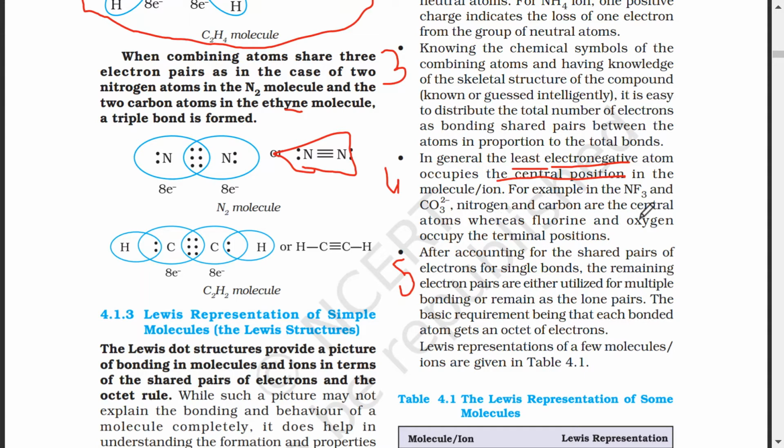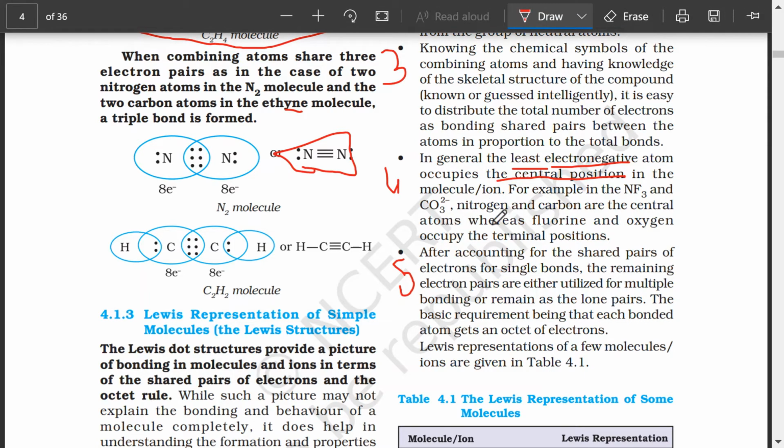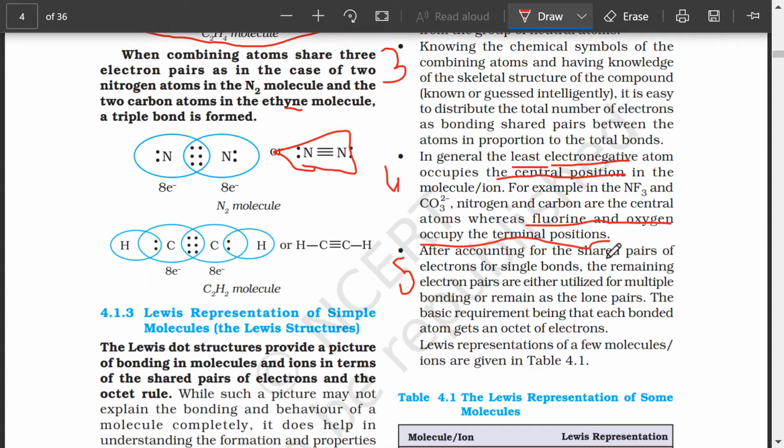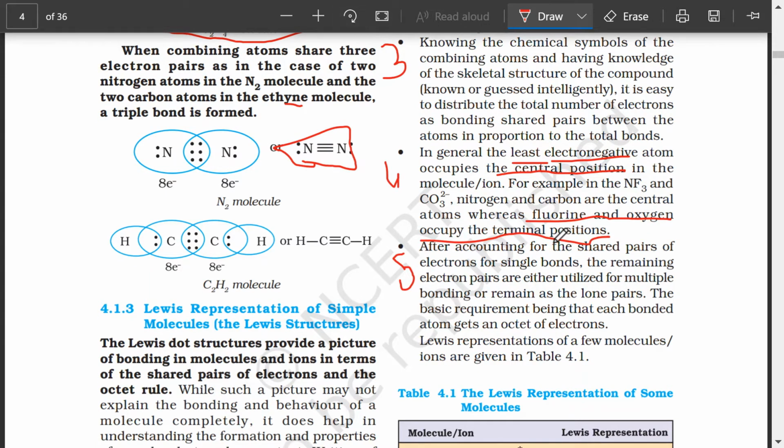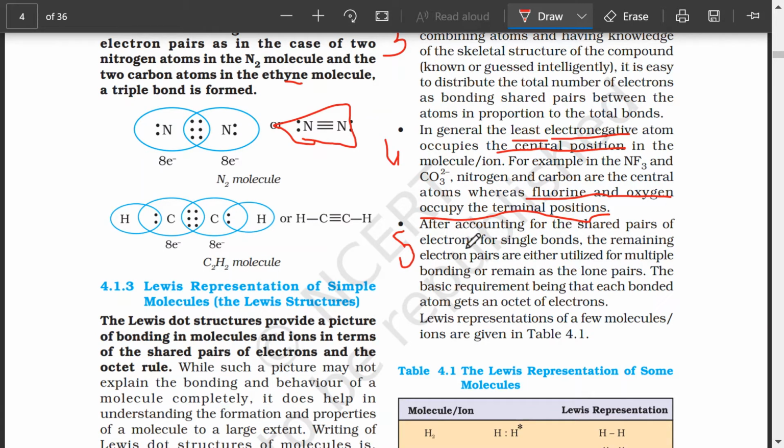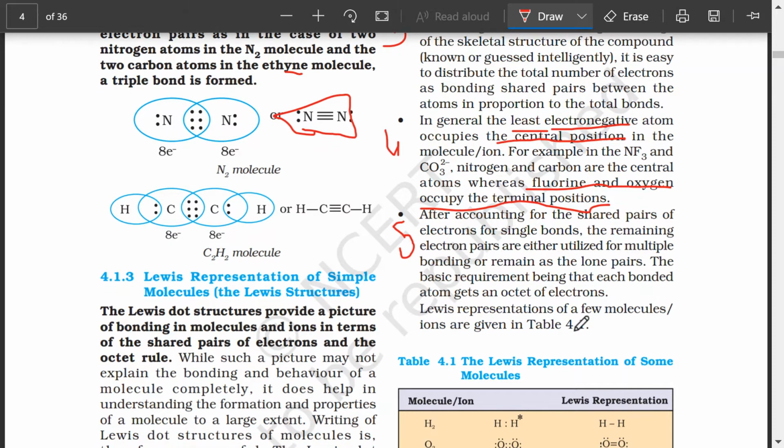For example, in NF3 and CO3 2 minus, nitrogen and carbon are the central atoms, whereas fluorine and oxygen occupy the terminal positions. Terminal positions are all positions except the central position. After accounting for the shared pair of electrons for single bonds, the remaining electron pairs are either utilized for multiple bonding or remain as lone pairs. The basic requirement is that each bonded atom gets an octet of electrons.